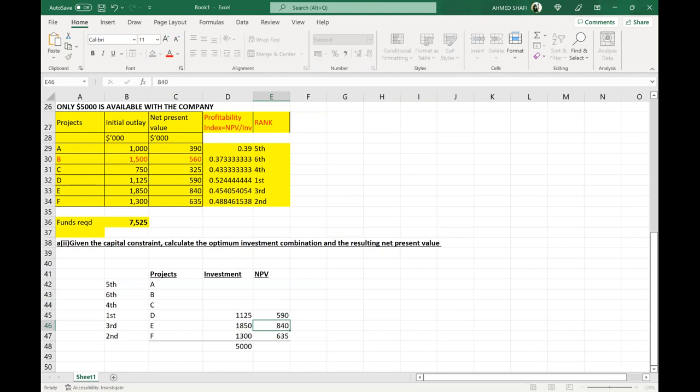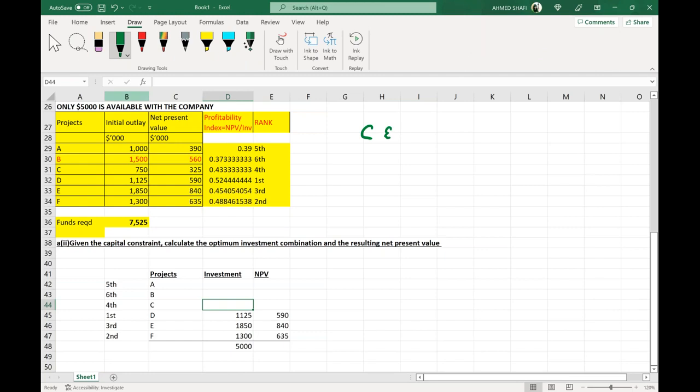What is the fourth one? C. You injected first in D, then second in F, then in E, and the fourth rank is C. C requires how much? 750. You might have had 750, but the problem is it's mentioned that C and E are mutually exclusive.